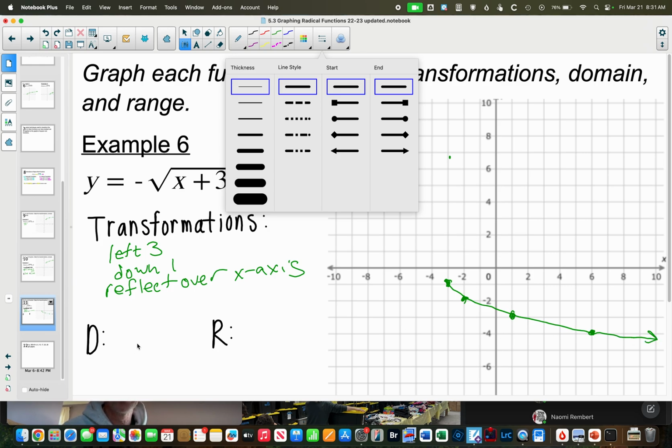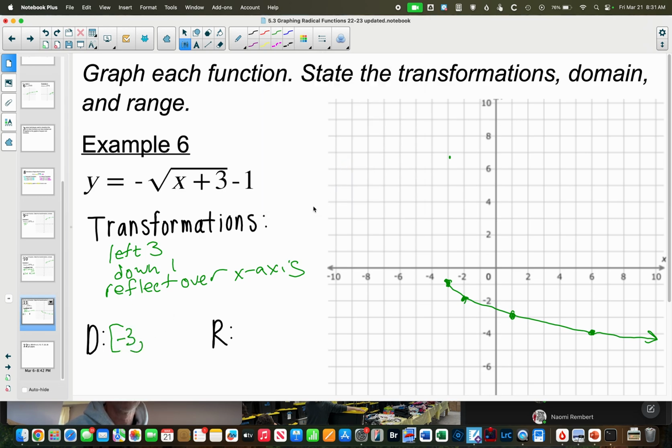So our domain is going to start at -3, with the bracket, and it's going to go forever. And then the range, this goes down forever, so the smallest value is going to be -infinity. And then it's going to go up to -1.